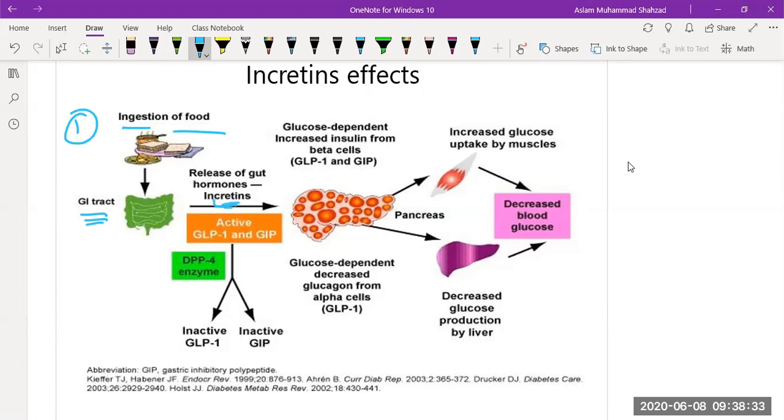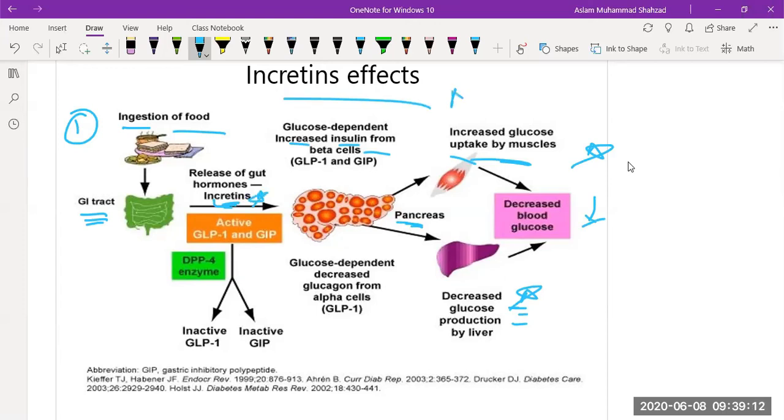That activation of the incretin hormone is responsible for the function in the pancreas to produce insulin, the increase of insulin from the beta cells, and that insulin increase is responsible for the uptake of glucose by the muscles, or the decrease of glucose production from the liver. So we know that the skeletal muscles and the liver are the sites of glucose production, and by decreasing the glucose production through the liver, or by uptake of glucose into the muscles, it is overall responsible for decreasing the blood glucose level.